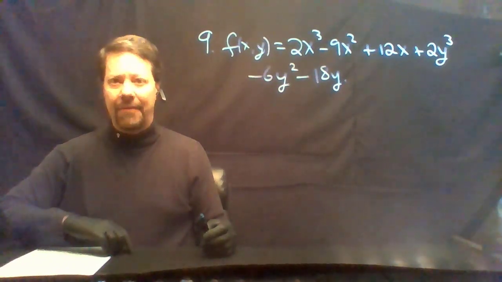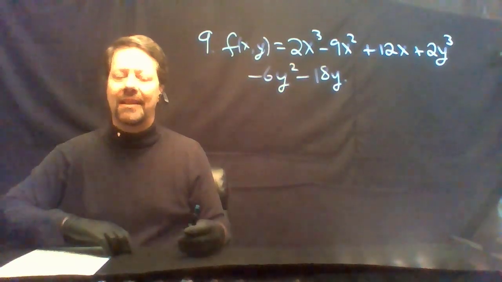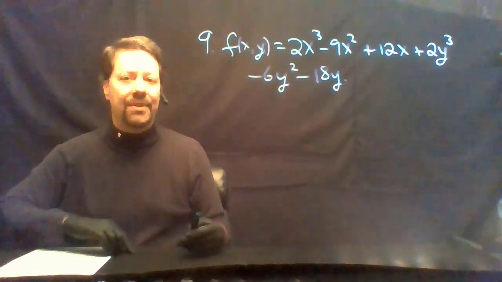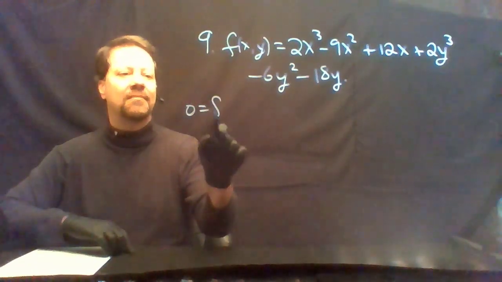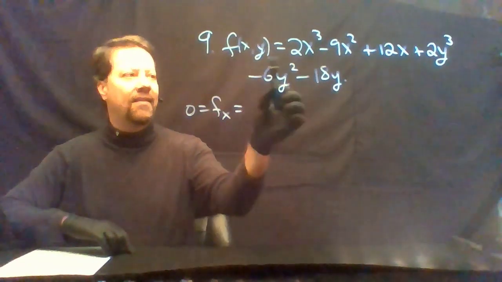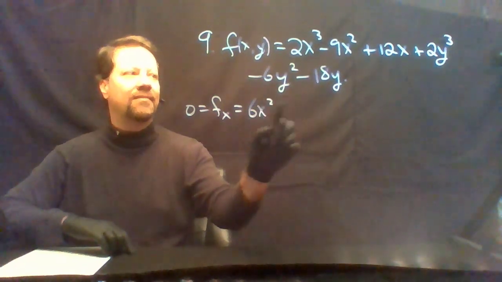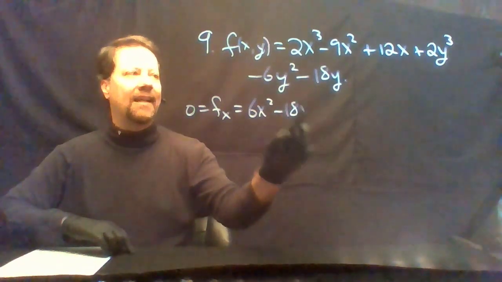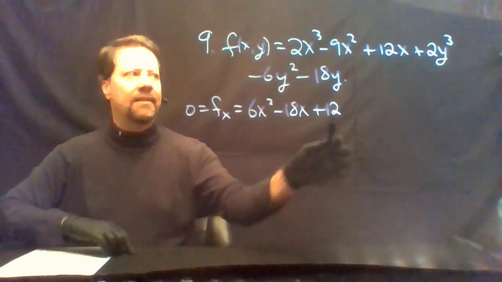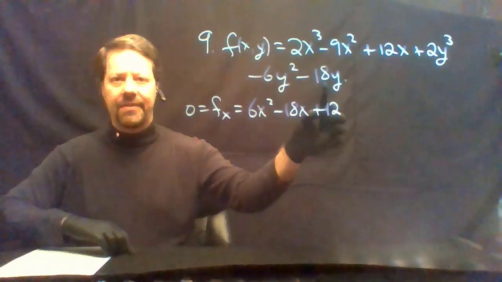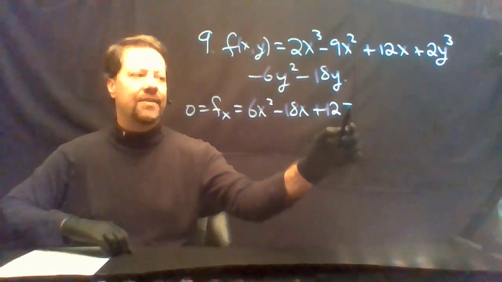First, we have to find the critical points, and since this is a polynomial, all we have to do is calculate the partial derivatives, set them equal to 0, and solve for x and y. Taking the derivative with respect to x, we'll have 6x squared minus 18x plus 12. Note that the other terms have derivatives equal to 0 with respect to x, and each of these terms has a common factor of 6.